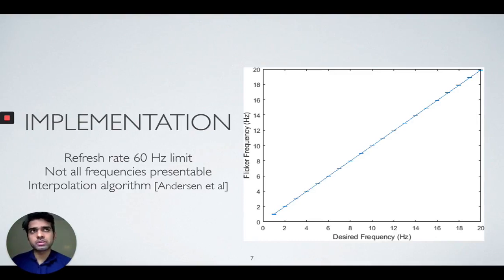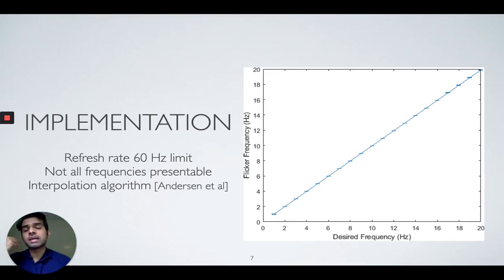Implementing this on a phone is a bit more challenging than the audio case, mainly because of the refresh rate limit of current phones. For example, the phone we used has a 60 hertz refresh rate, and what that means is not all frequencies are presentable, but only the ones that are integer divisors of the refresh rate. For example, 10 hertz and 30 hertz are fine, but 11 hertz, 9 hertz, you can't.